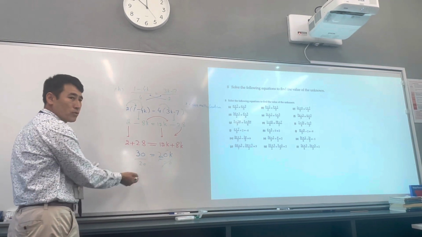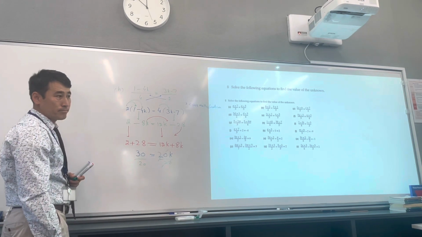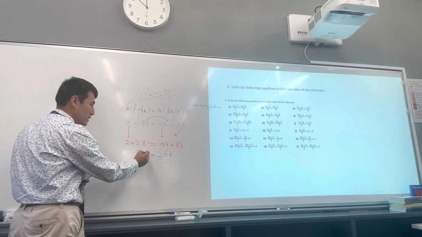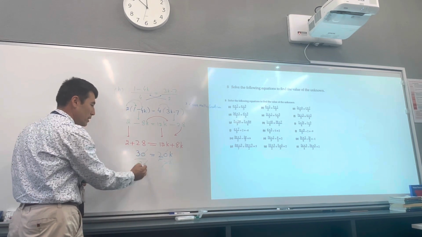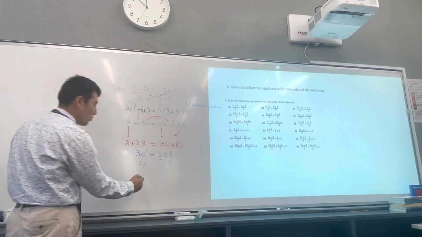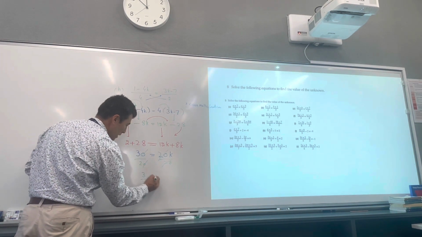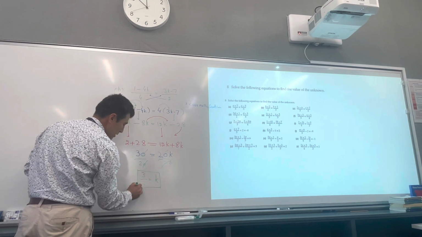Here, what do you do? 30 and 20, 1.5. You just simplify with this. 0 cancels with 0. Okay? 3 over 2 left. If you want to simplify more, you can do it. Otherwise, I think this is correct. Just leave it.